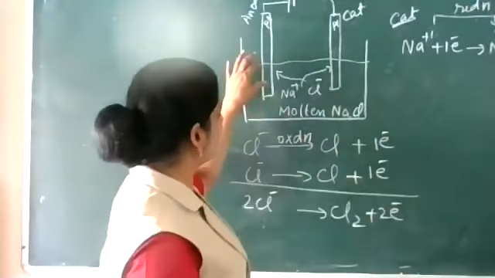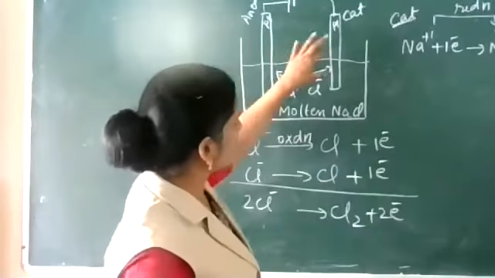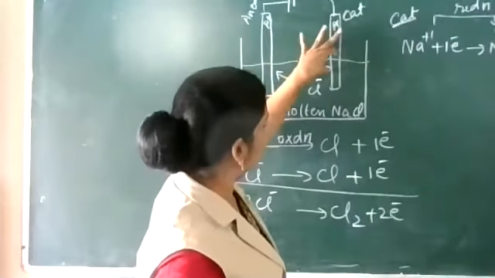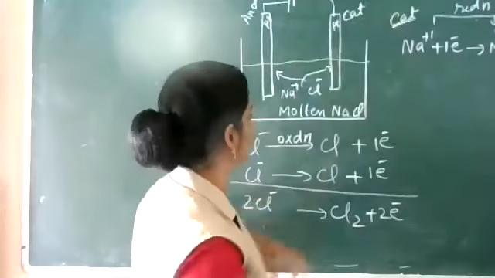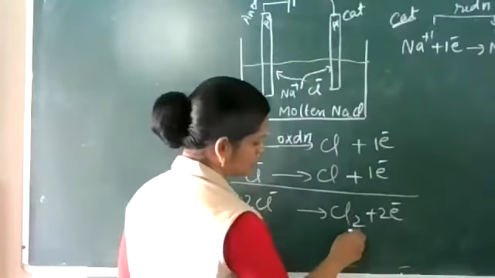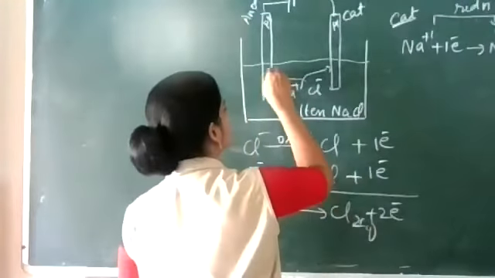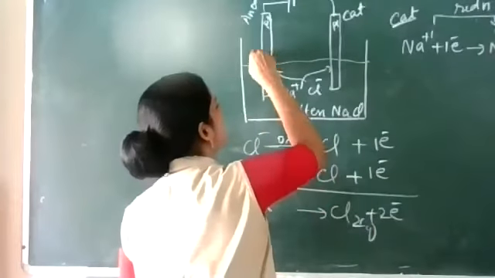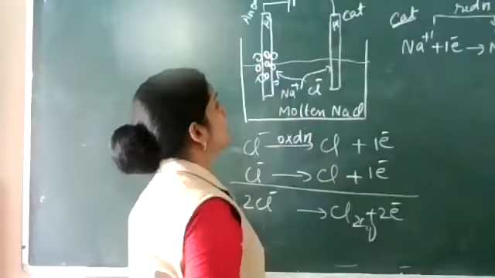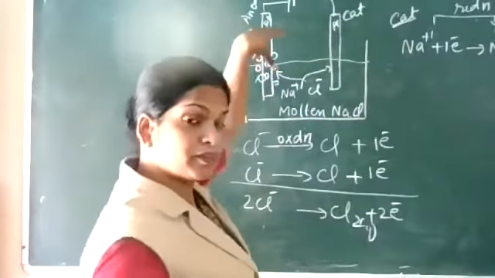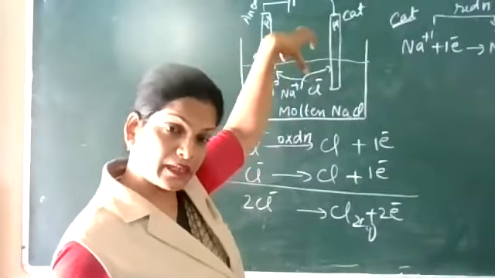Sodium metal will be deposited at the cathode. Chlorine, the Cl2, is in gas state, so you will see bubbles going up. Cl2 gas going up. You put an inverted test tube over there, you can collect this gas.